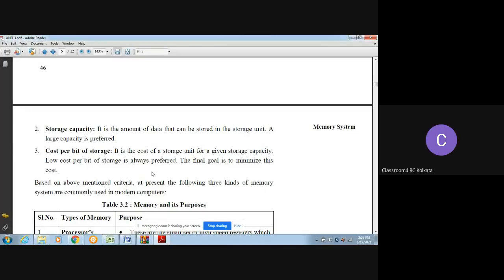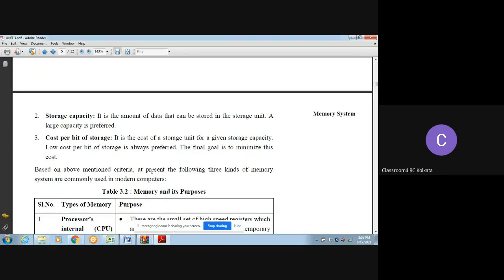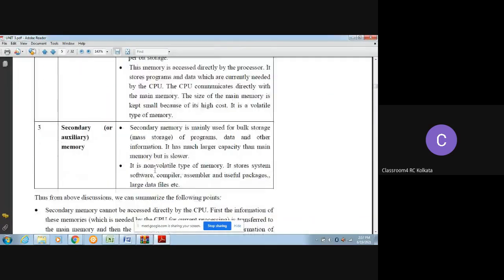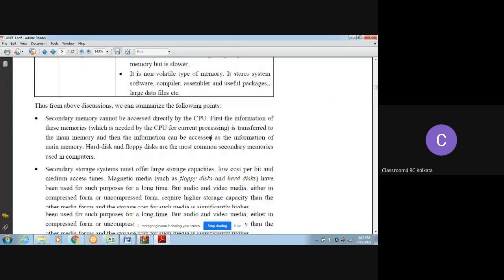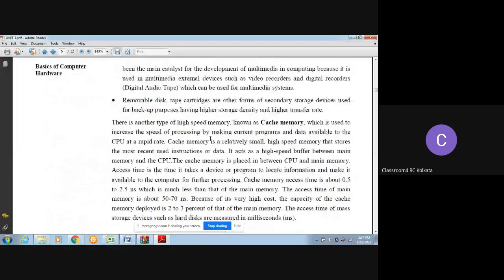Next we come to the storage capacity. That means the amount of data that is stored in the storage unit. That is your storage capacity. So obviously you can understand that secondary disks or auxiliary drives have a larger storage capacity than your register, cache memory, primary memory, etc. So these are the small concepts. Everything is given here, you will go through these. Okay, there is nothing more to say here.